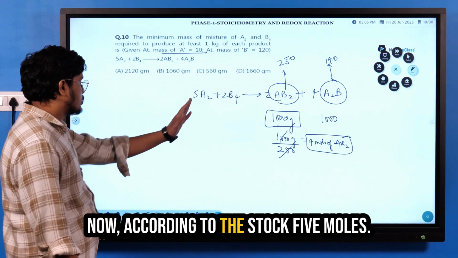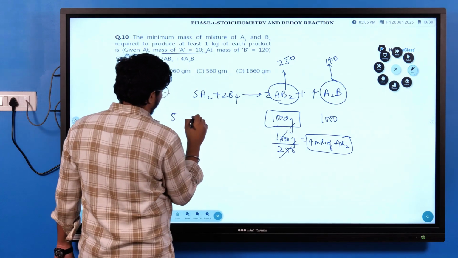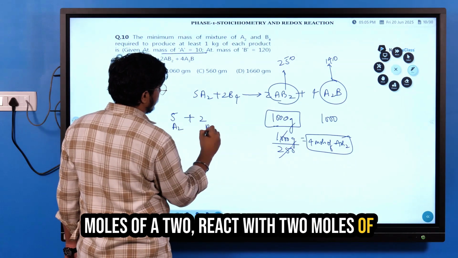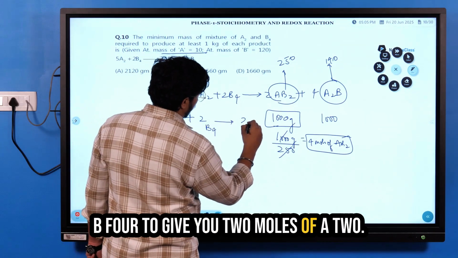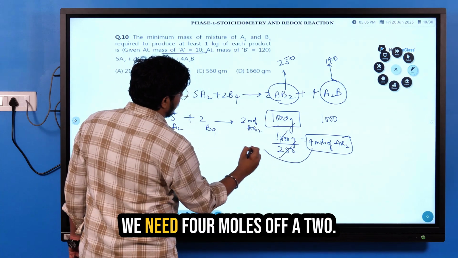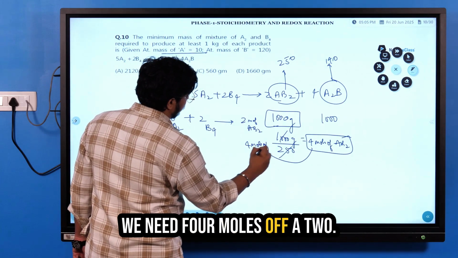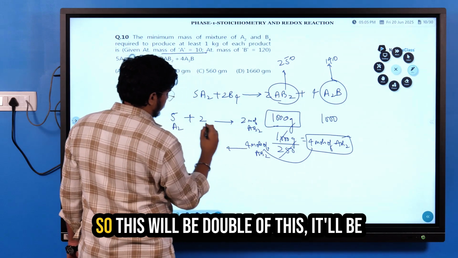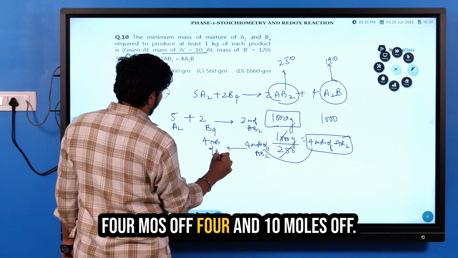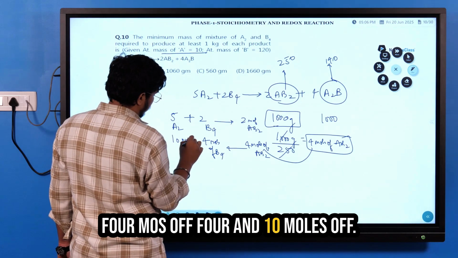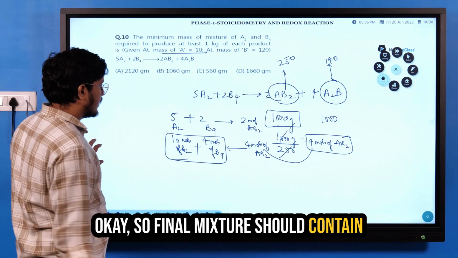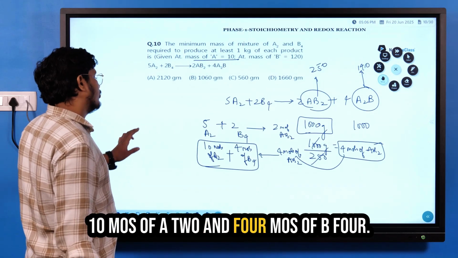Now, according to the stoichiometry, 5 moles of A2 react with 2 moles of B4 to give you 2 moles of AB2. Now, we need how many moles of AB2? We need 4 moles of AB2. So, this will be double of this. So, it will be 4 moles of B4 and 10 moles of A2. Okay, so final mixture should contain 10 moles of A2 and 4 moles of B4.